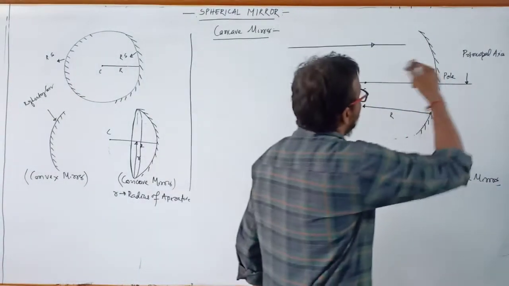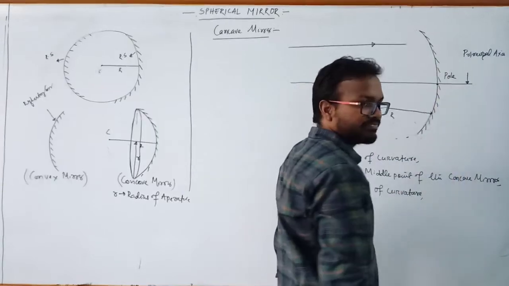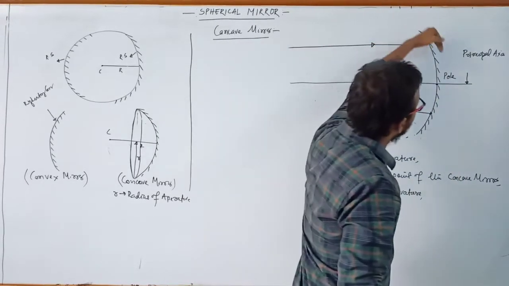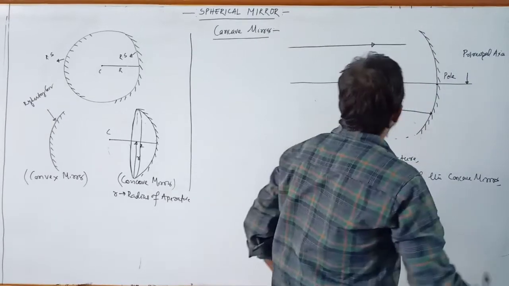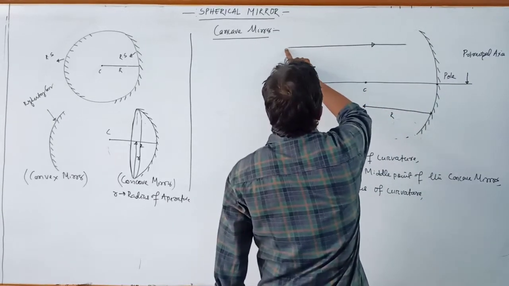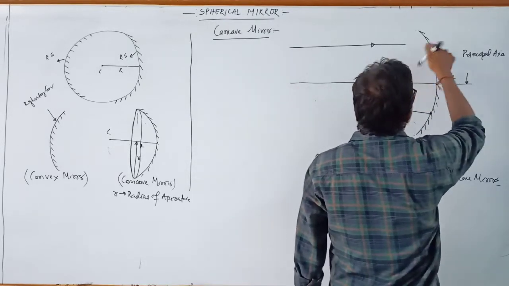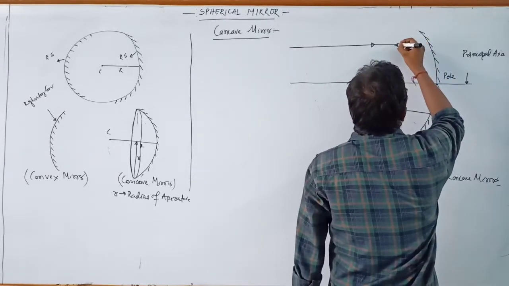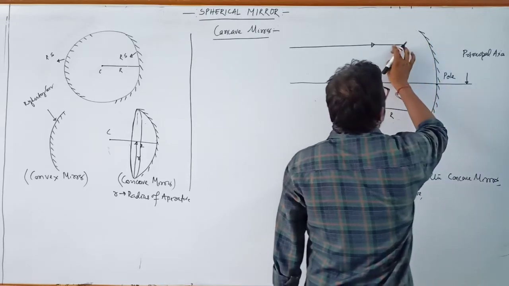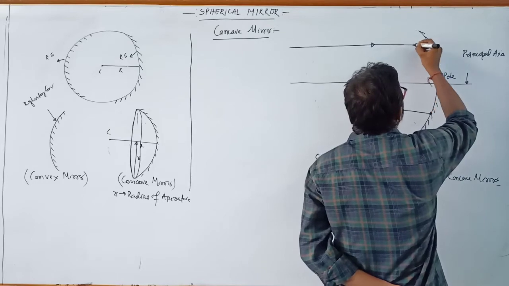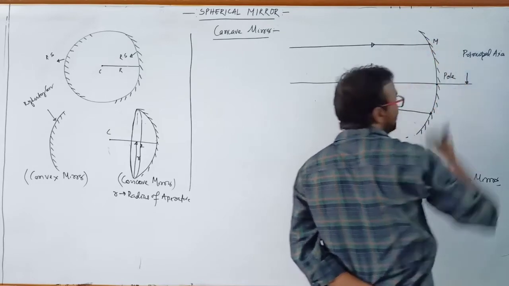So here this aperture is very small. If we discuss the concave mirror, this aperture is very small, and suppose there is a ray which is coming from an infinite source, and this ray strikes the reflecting surface of the concave mirror at a point, suppose M, at point M.